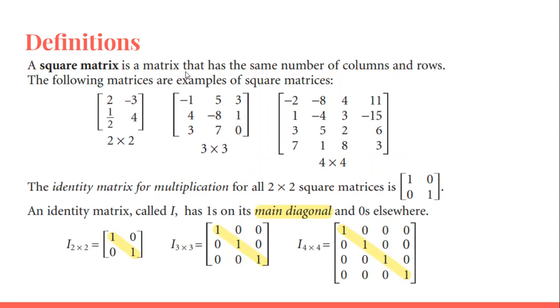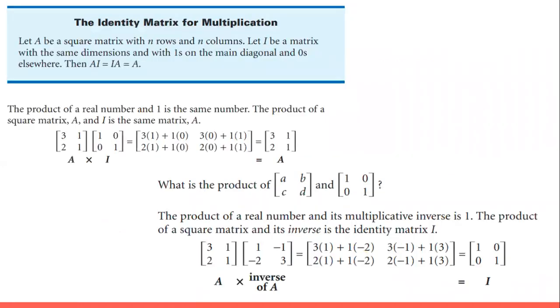A square matrix is a matrix that has the same number of columns and rows. And the following matrices are examples of square matrices. And you can see an example for a 2 by 2, 3 by 3, and 4 by 4. The identity matrix for multiplication for all 2 by 2 square matrices is 1, 0, 0, 1. And an identity matrix called I has ones on its main diagonal and zeros elsewhere. The identity matrix for multiplication.